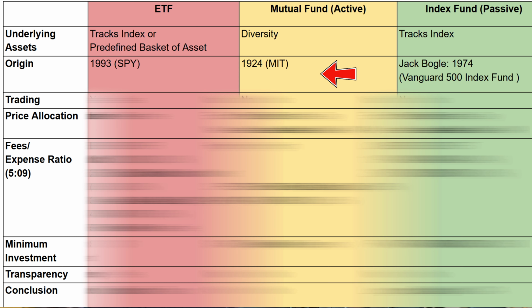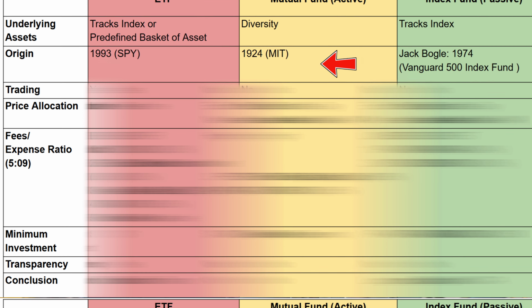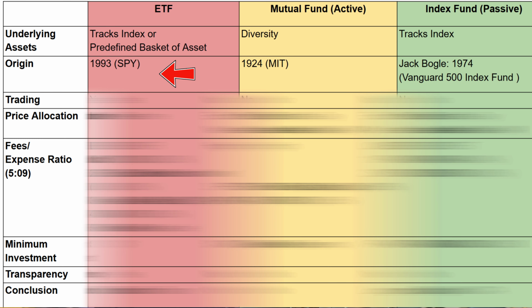The OG is the mutual fund. The first mutual fund was MIT, Massachusetts Investors Trust. It was established in the year 1924. The first ETF was created in the year 1993, SPY. It is the Spider S&P 500, which tracks the S&P 500.